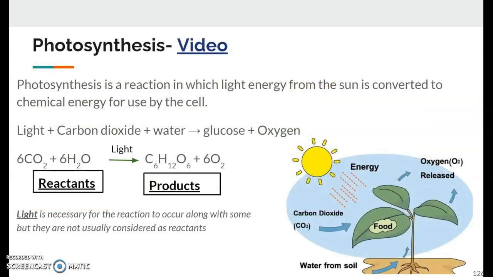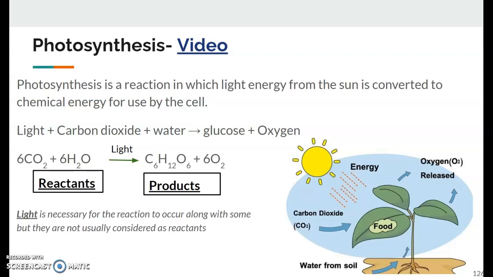All right. So photosynthesis is a reaction in which light energy from the sun is converted to chemical energy for use by the cell, right? Light plus carbon dioxide plus water produces glucose and oxygen, which is quite magical, right? The big picture from this is you need to be able to identify the reactants, you need to be able to identify the products. As we've talked about before, the reactants are the things that are before the arrow, the products are the things that come after. All right, so the reactants for photosynthesis are carbon dioxide and water. The products are glucose and oxygen.